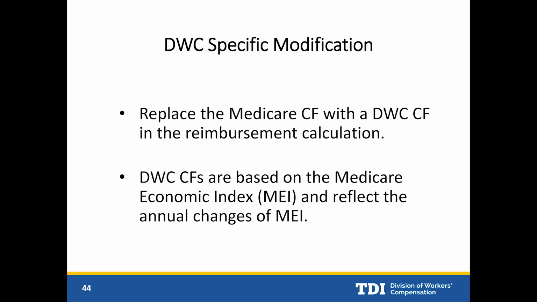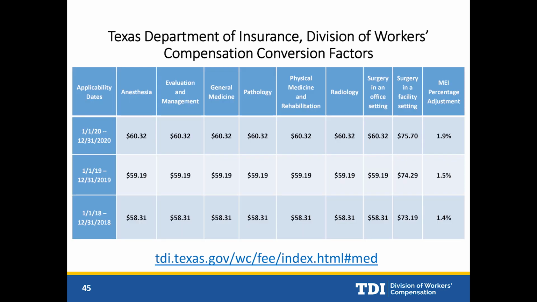Medicare may not change their conversion factor based on the MEI because, again, they have that limited budget and they have to make sure that they have enough money to cover services for all of their claimants. But our conversion factor changes with the MEI annually.